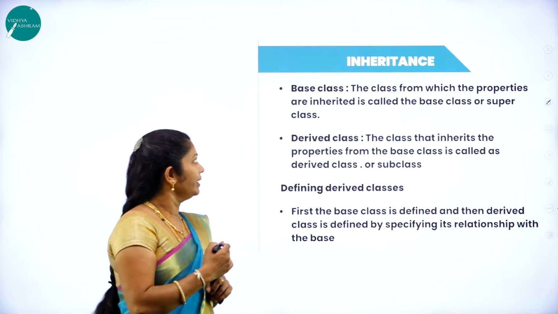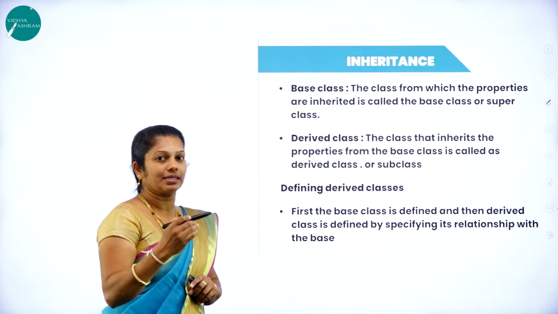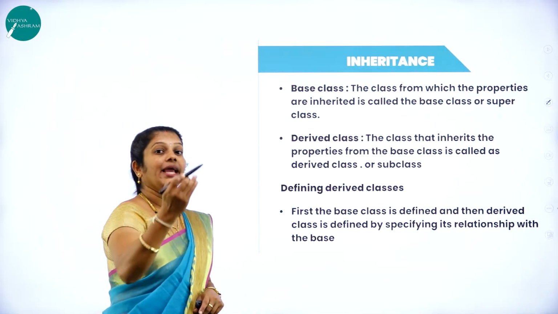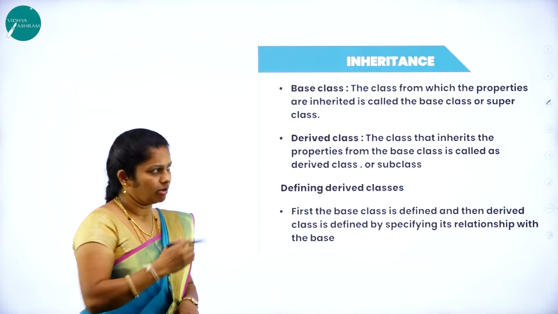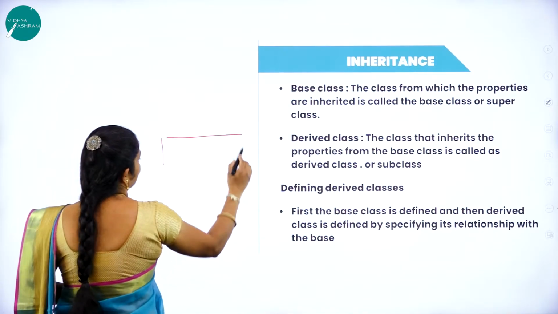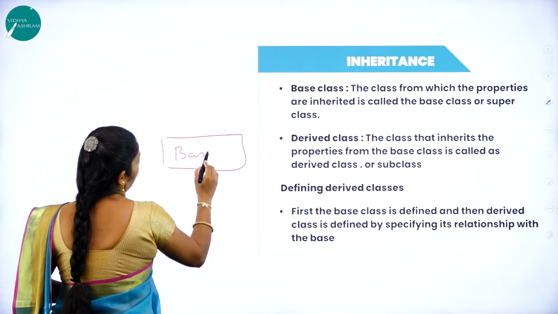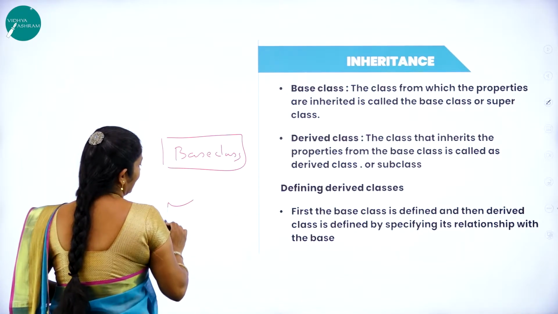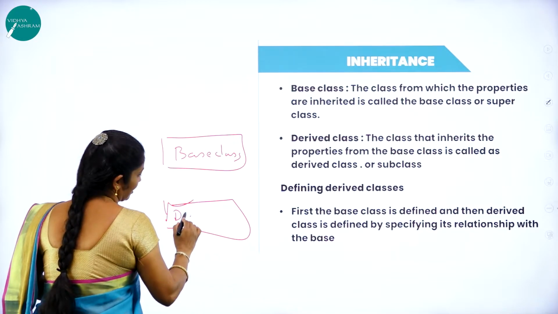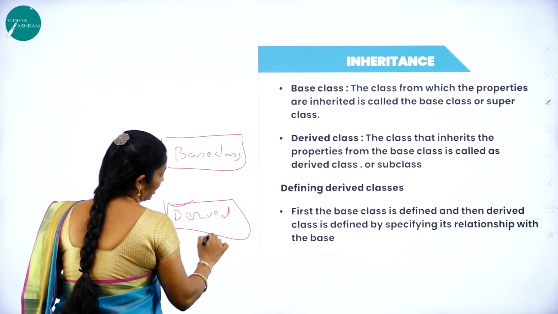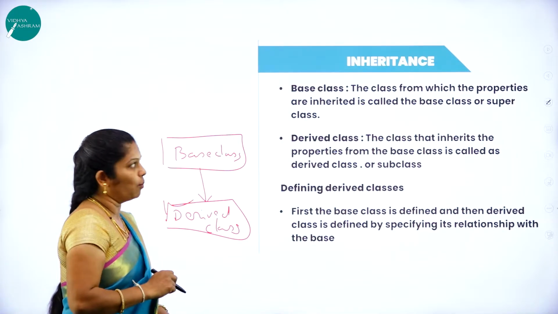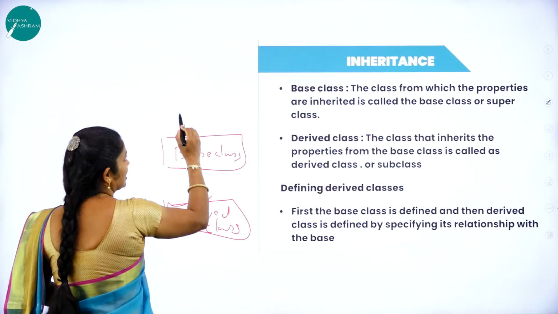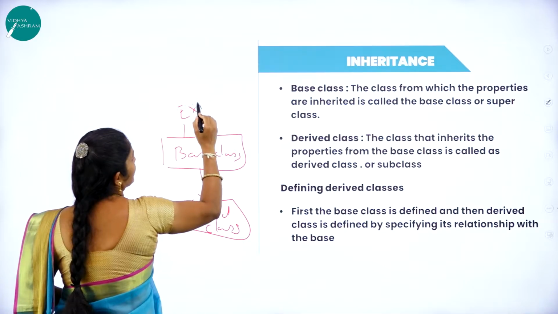Then when you come to inheritance, what do you mean by base class? The base class is the existing class, which can also be called super class. Already I told you, the base class has some properties, and the derived class also has some additional properties, including the base class properties. Whereas the base class is the existing class.